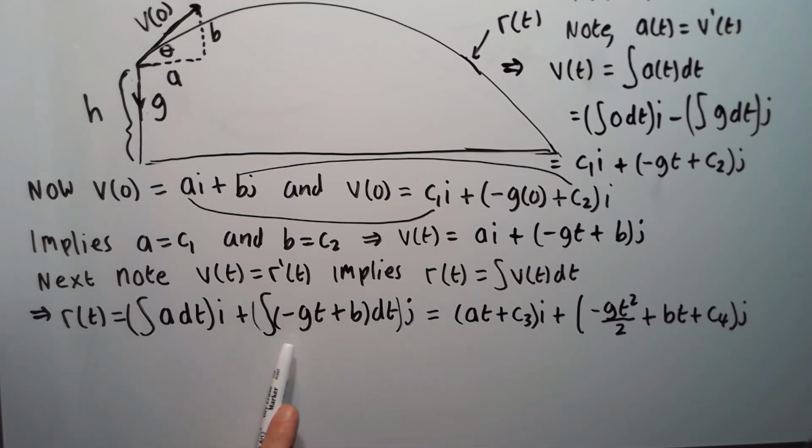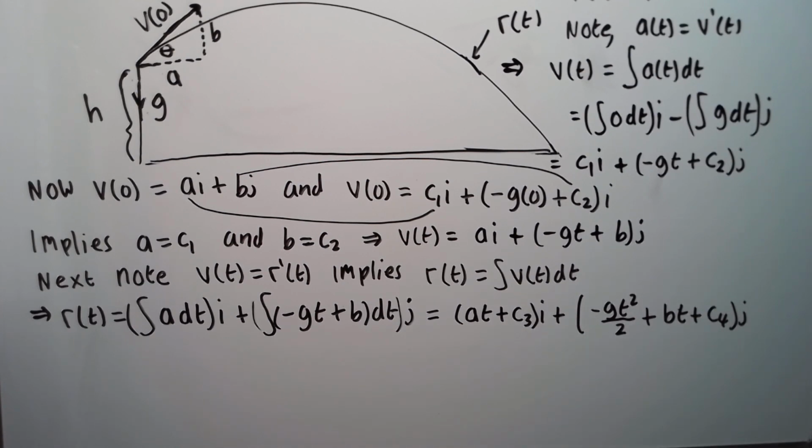So integrating again, the a becomes at plus a constant in the i direction. Integrating minus g becomes minus gt squared over 2, and integrating b becomes bt plus a constant. Now our job is to figure out the C3 and C4.